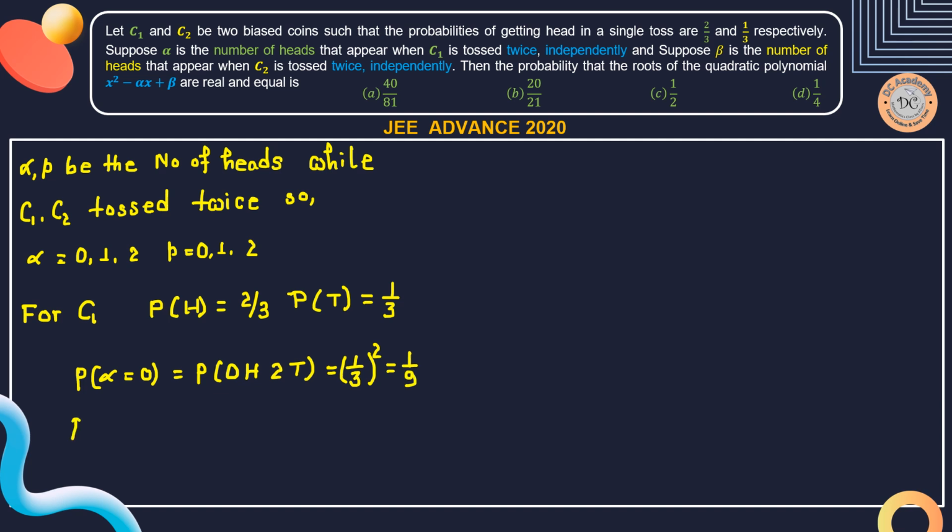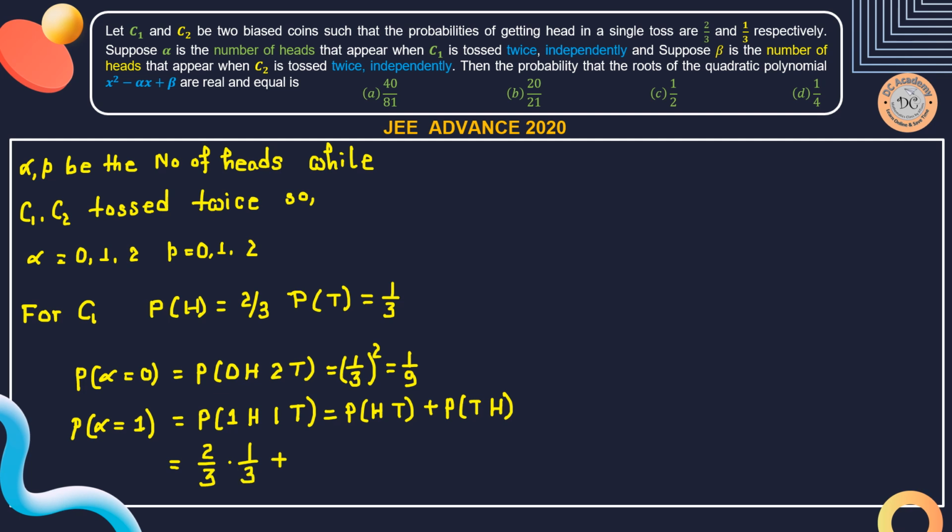Now we try to find the probability of alpha equal to 1. That means we are getting 1 head and 1 tail. It is equivalent to the probability that first we get head and then we get tail, or maybe someone gets first tail and then head. So the probability of getting head is 2 by 3. We can use multiplication because they are given as independent. So therefore, it is 1 by 3 times 2 by 3, which gives us 4 by 9.